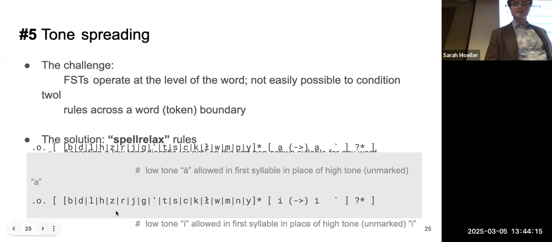Hopefully you can see this bottom one. This is a Starlax rule that we implemented for that. The issue with tone spreading was that FSTs operate at the word level, so we had to account for going across the word boundary. And so we did this with the Starlax rule, where we allowed the first syllable of a word to be analyzed the same with a low tone or without a low tone. This isn't the perfect solution for now, but it did pretty well because it allowed that spread tone to be treated the same as one without spreading.